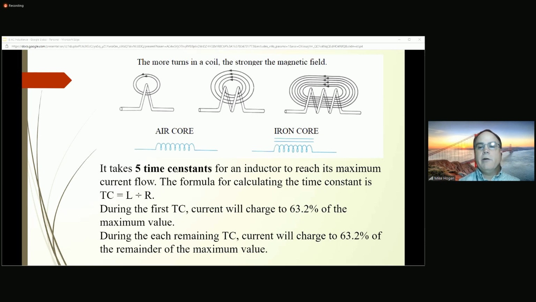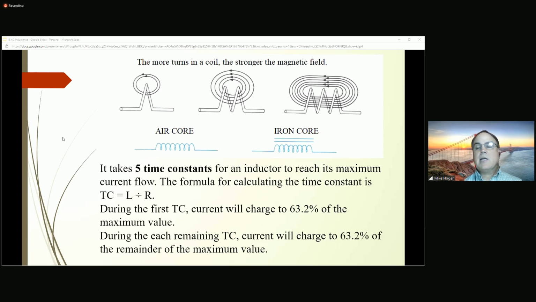Now, what it's telling you here at the bottom of this slide, it's talking about these time constants. It takes five time constants for an inductor to reach its maximum current flow. For a formula calculating the time constants, TC, time constant, is equal to L divided by R. Now, L, first of all, we haven't even told you what L is yet. L is the letter that we're going to use when we're talking about inductance. Makes perfect sense, right? Inductance, let's use an L. Well, the reason we're going to use an L is because we can't use an I, right? We've been using I for current. Or, the way we remember that is we're talking about intensity or current. And so now we're using an L for inductance, right?